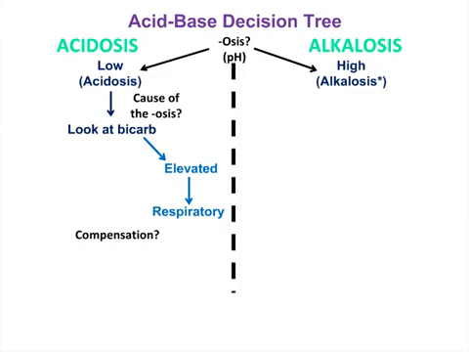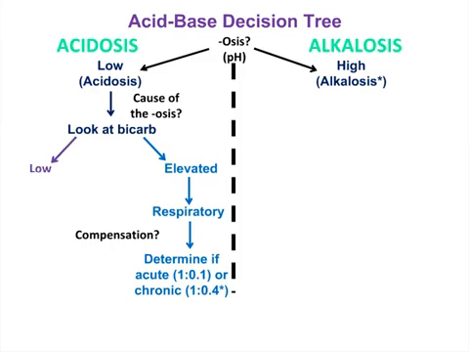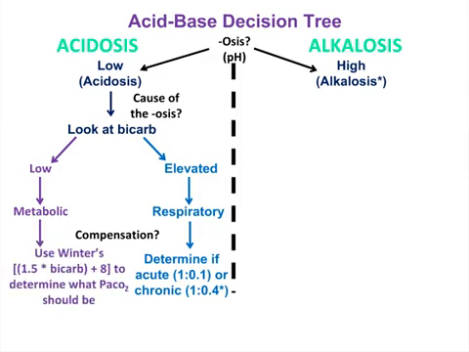Next, I have to determine if it's acute or chronic. And those are my ratios to determine if it's acute or chronic. And again, I'm just using 0.4. Technically, for chronic, it's 0.35. If I have an acidosis and bicarb is low, I say, well, that makes sense. Therefore, it's metabolic. Now I must compute what PCO2 should be. And I use Winter's for that, 1.5 times bicarb plus 8.